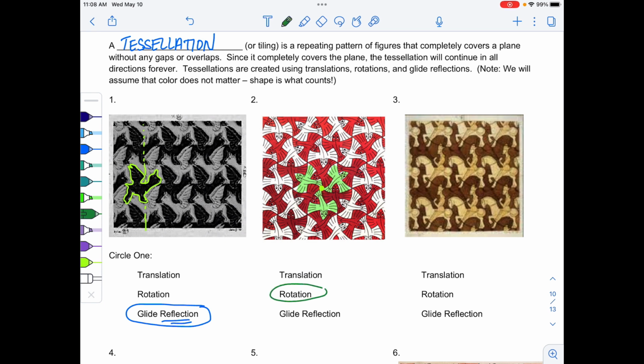If it was a translation, all of the fish would be facing in the same direction, okay? They are not. And there's clearly a point, like a fulcrum, in which you would spin, like the center of a spinner, right? In this case, it kind of nails down the corner of their back fins or their tail, okay? The next one, this one's interesting.